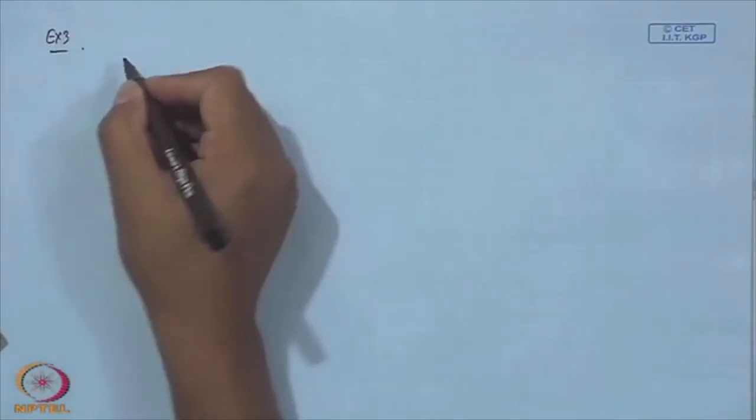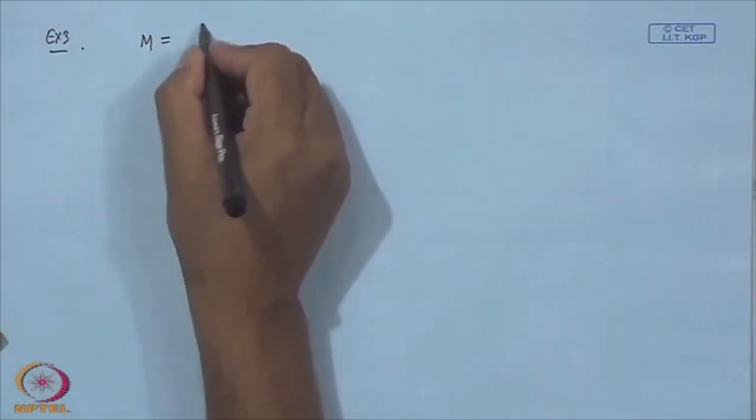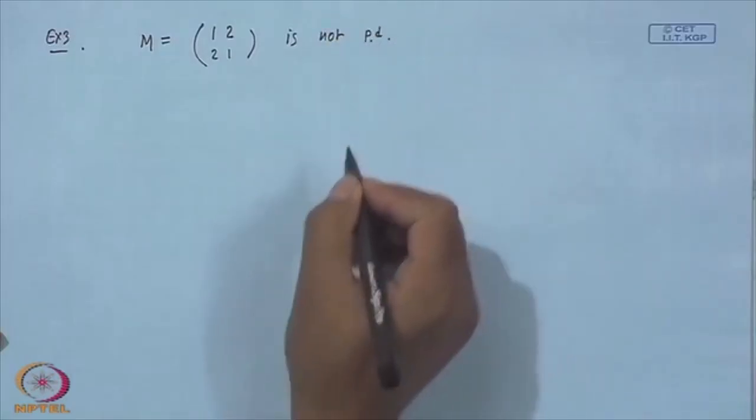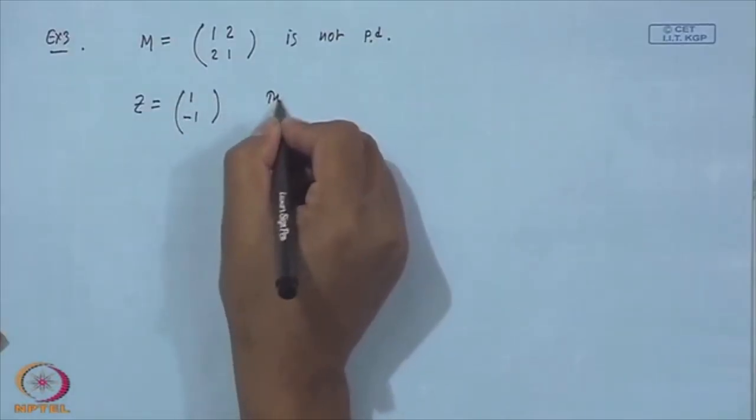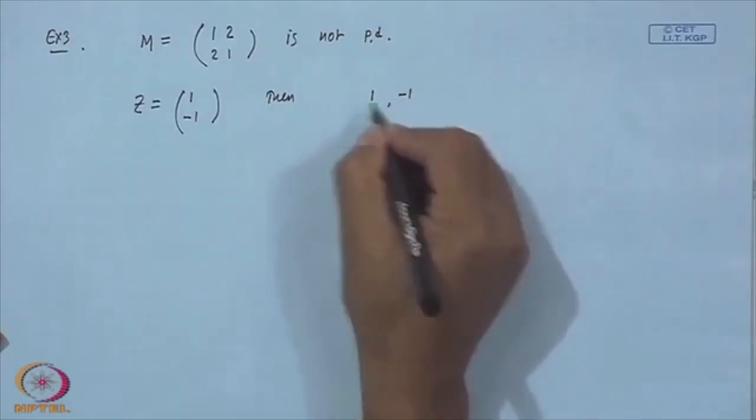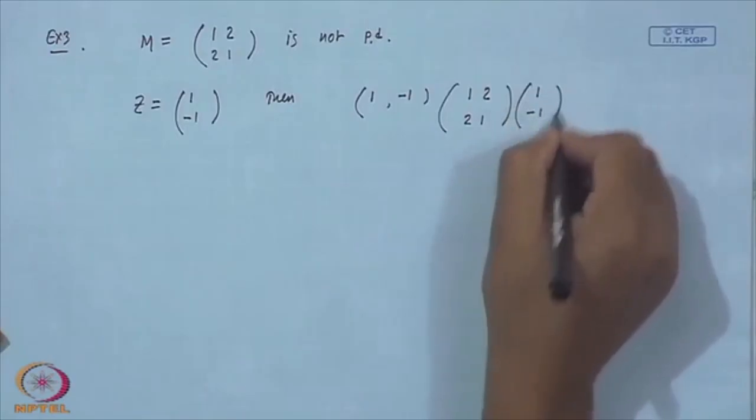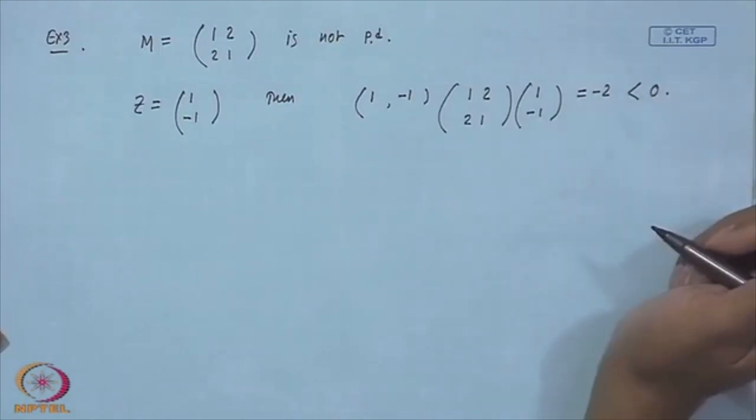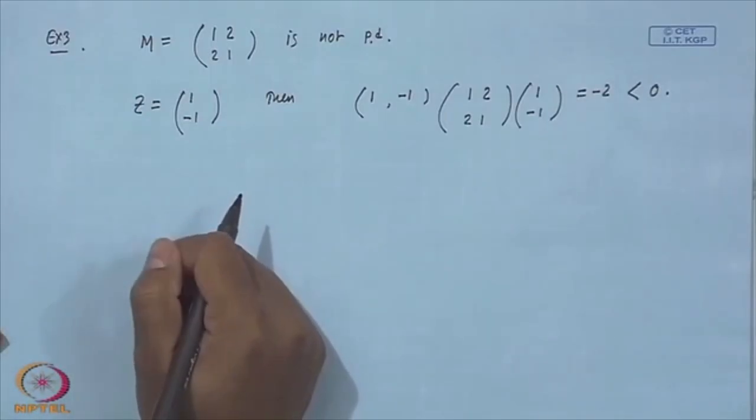I just give one more example, say example 3, which is not positive definite. So, take this matrix M, all positive terms 1, 2, 2, 1, but this is not positive definite, because if you take z non-zero, say (1, minus 1), then you can check that (1, minus 1) times the matrix (1, 2; 2, 1) times (1, minus 1) is equal to minus 2, which is less than 0. So, this is an example of a matrix which is not positive definite.